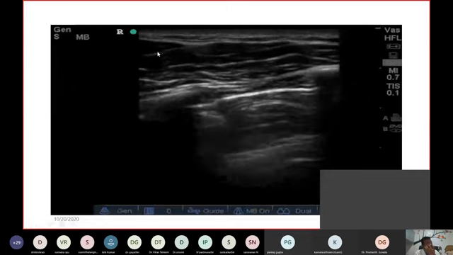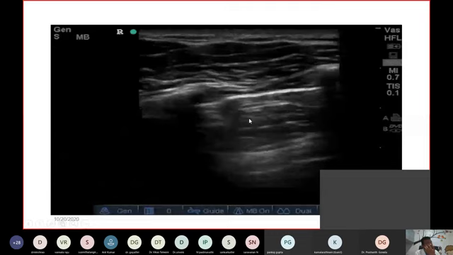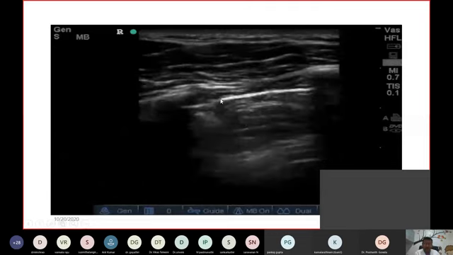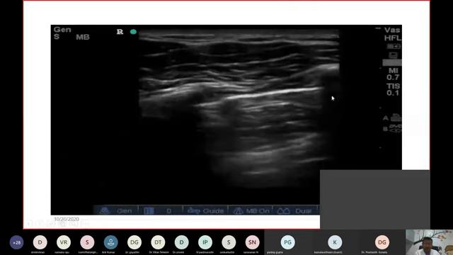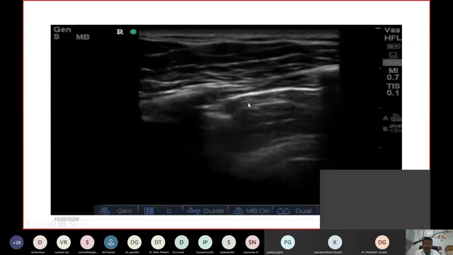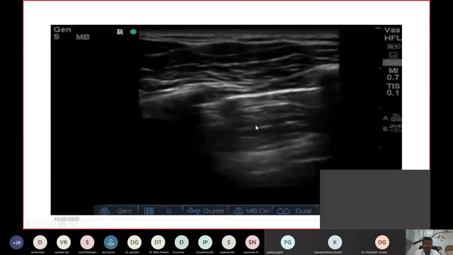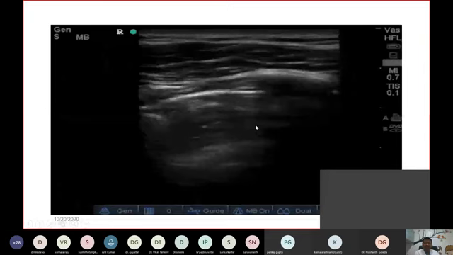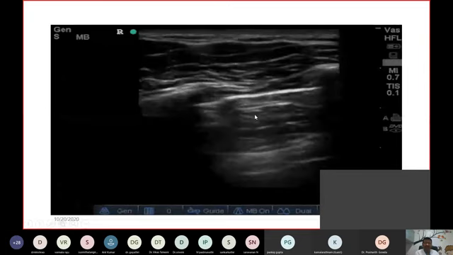And then what you need to look for is lung point. So you have an A dash profile, you have to look for lung point, but you can't see any lung point here. I mean, there is no shimmering anywhere. So there is no lung point. When you see there is no lung point, you need to look for lung pulse. Now on B mode, it is very difficult to appreciate lung pulse.